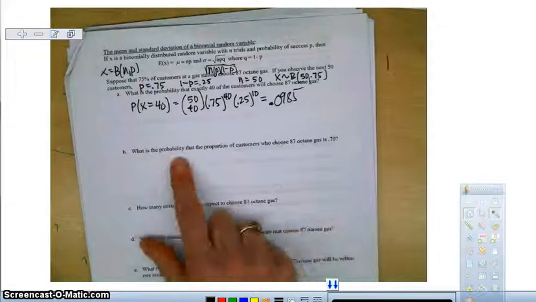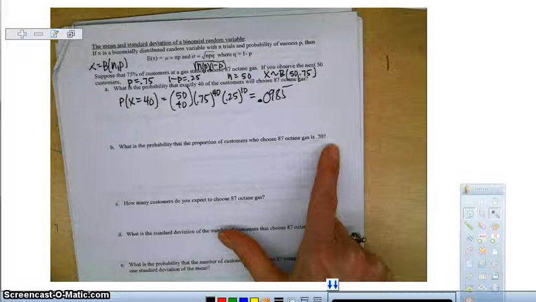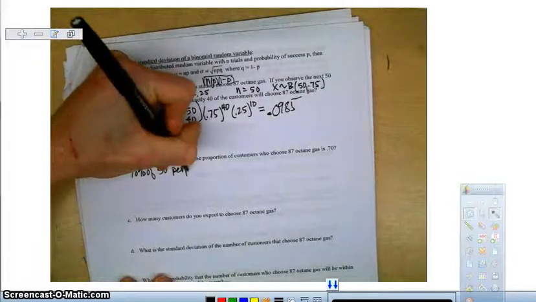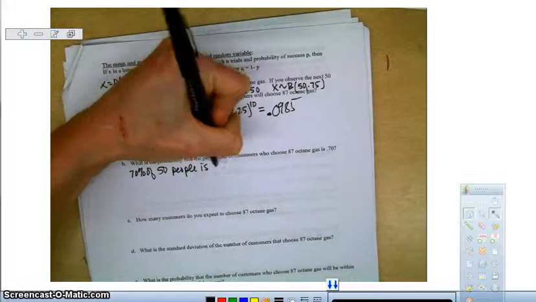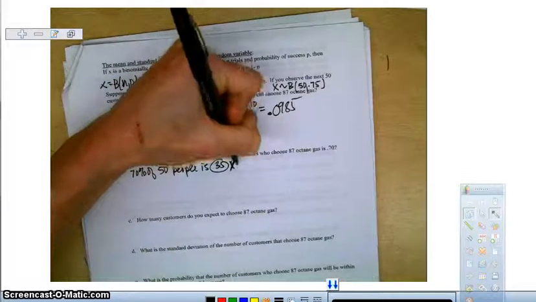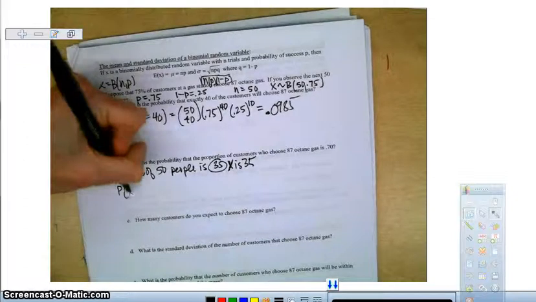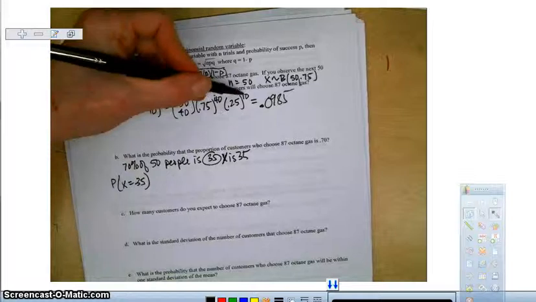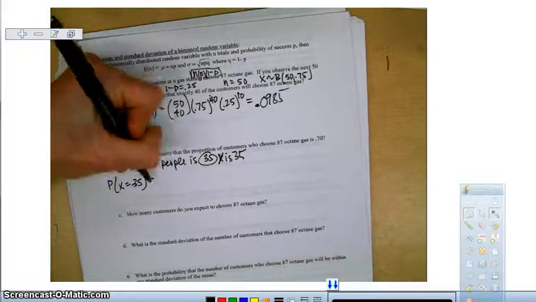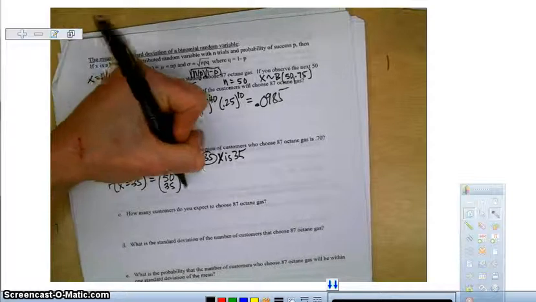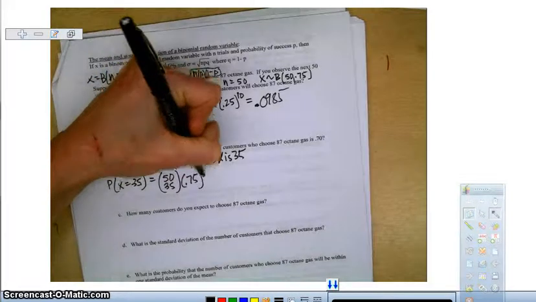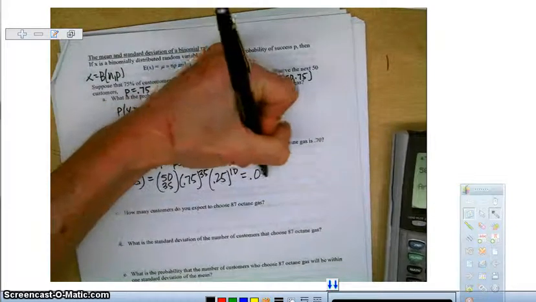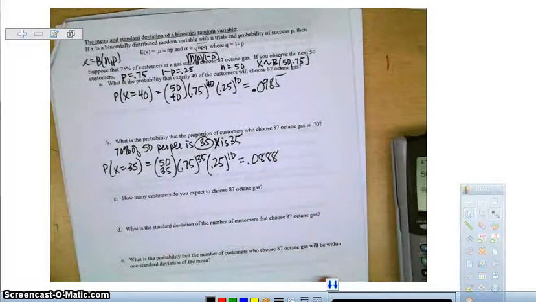So what is the probability that the proportion of customers who choose 87 octane gas is 0.7? Well, 70% of 50 people, okay, we're still observing the same number of people, is 35. So our X is 35. So this is the probability that X is 35. So the only thing that changes here is the 40 changes to 35, and the 10 will then change to 15, so they add up to 50. So this is 50 choose 35, and then 0.75 to the 35th power, and 0.25 to the 15th power. And if you do that calculation on your calculator, you get 0.0888. Pause it and see for yourself.